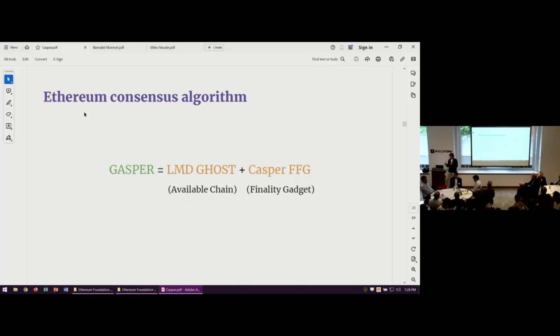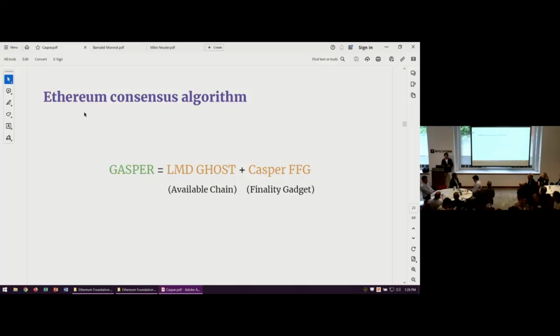Because basically, Ethereum's consensus is called Gasper. It's the combination of LMD Ghost and Casper FFG. LMD Ghost is an available chain which basically makes continuous progress every 12 seconds. There is a block proposal. And then the finality gadget, which is the order of the time frame you're referring to, basically only tries to finalize these checkpoints.